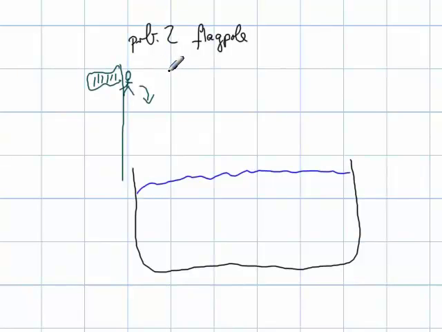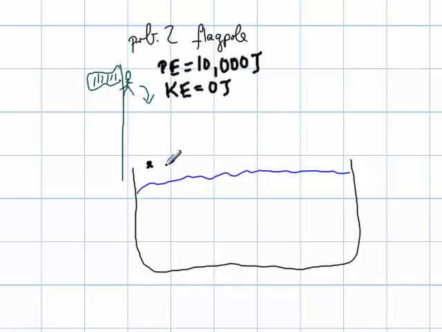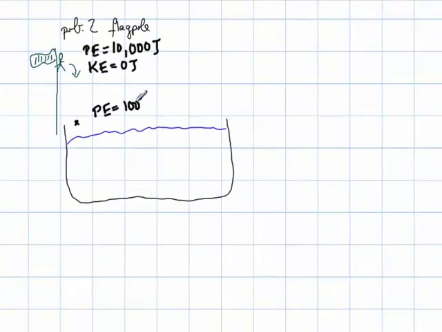Well, here I'm going to write it down. So the potential energy at the top is 10,000 joules. The kinetic energy at the top is 0 joules. Somewhere along the line before he hits the water, his potential energy is being reduced to 1,000 joules, and since energy needs to be conserved, the remaining 9,000 joules have become kinetic energy.